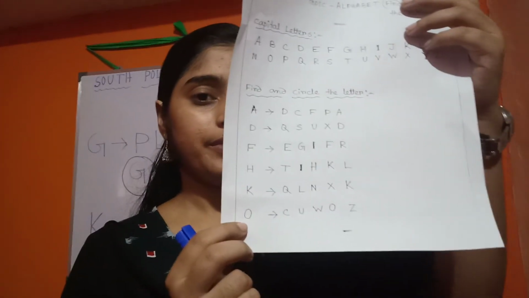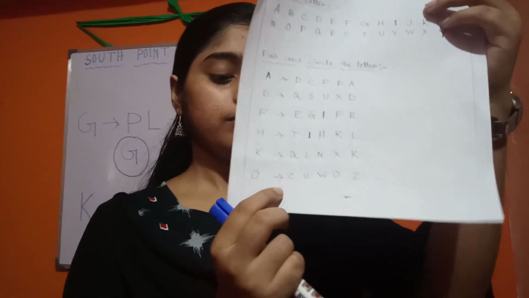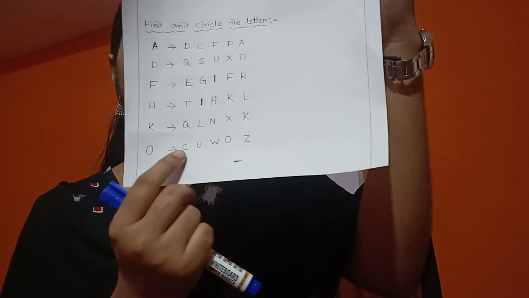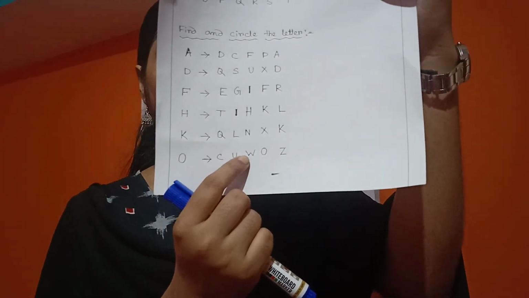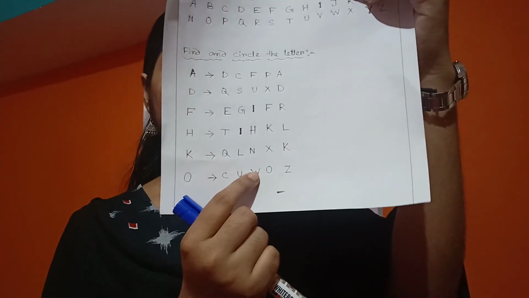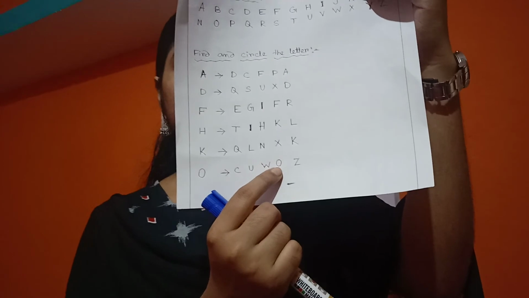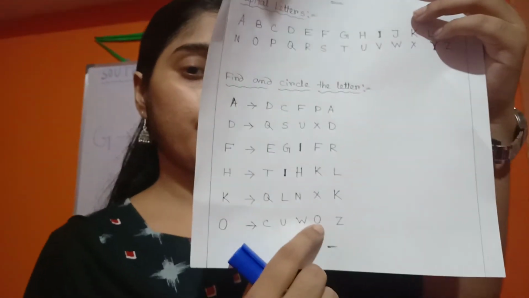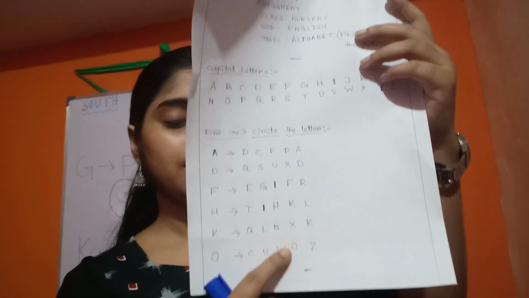Next, which letter is this? This is O. Where is O? Is it O? No, it's C. Is it? No, it's U. Is this O? No, it's W. Is this O? Yes, this is O. Now you have to circle the correct one.